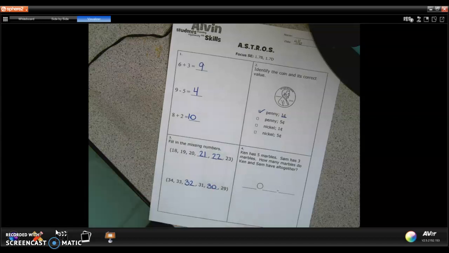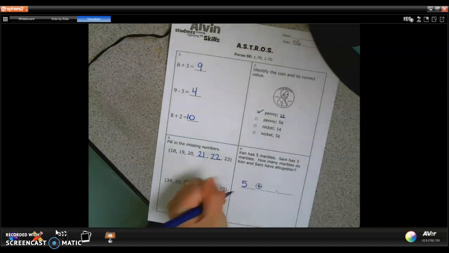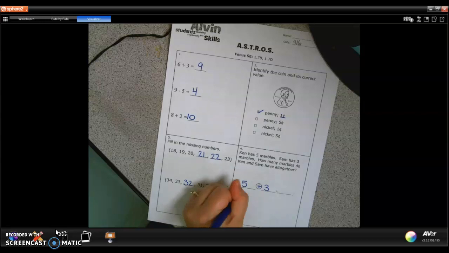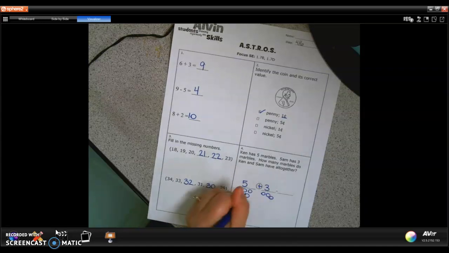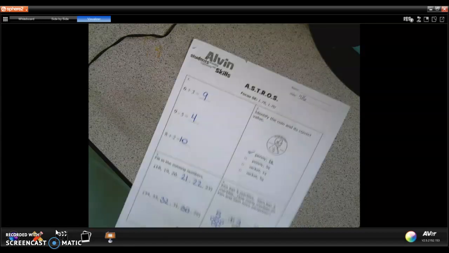Ken has 5 marbles. Sam has 3 marbles. How many marbles do Ken and Sam have all together? Well, I know that they're joining their marbles, so I'm going to be adding them. And I know Ken has 5, and I know Sam has 3. So I'm looking for how many marbles is 5 and 3 more. So 5, 6, 7, 8. So together they have 8 marbles.